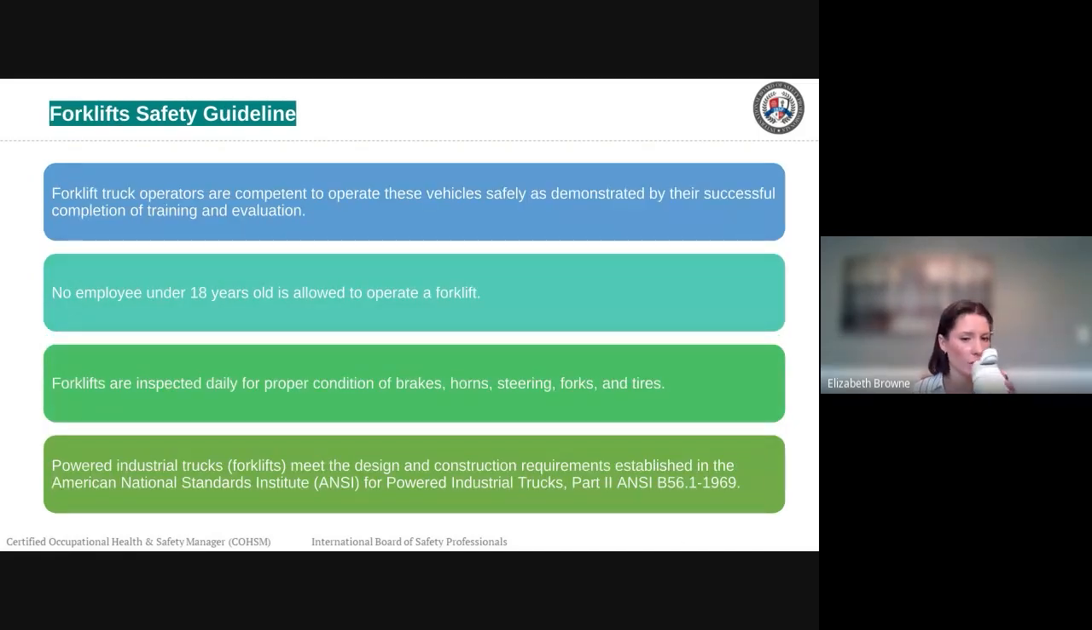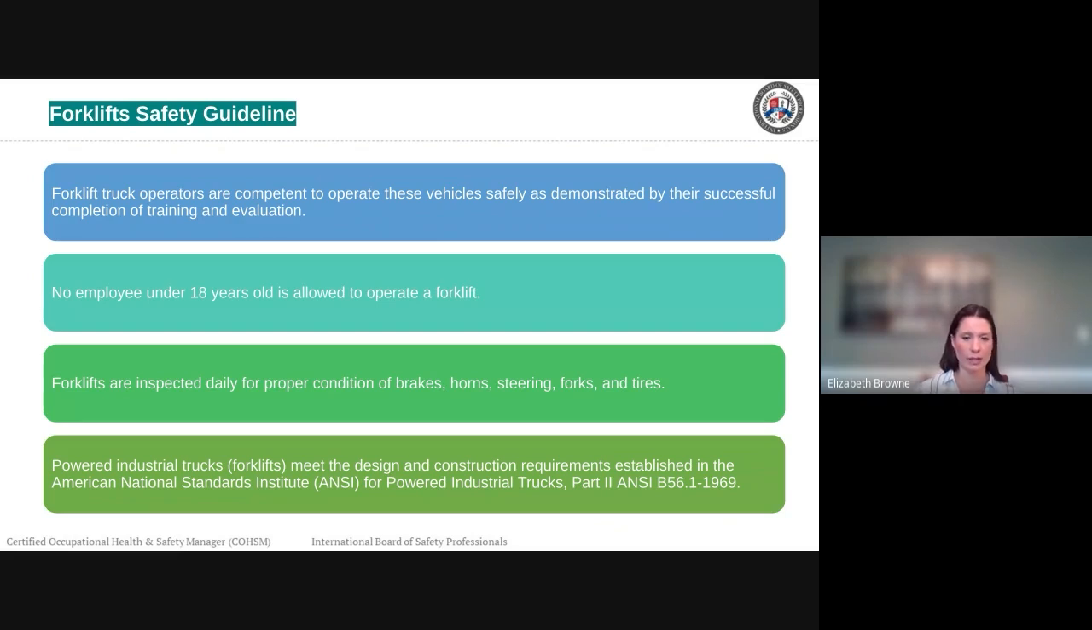Our forklift safety guidelines: forklift truck operators are competent and authorized by the company to operate the vehicles because they've demonstrated their safe use of the vehicles and have successfully completed an in-class, in-person training and a skills evaluation showing that they can operate the forklift safely. Again, we should never allow any employee under the age of 18 to operate a forklift. Forklifts are inspected pre-shift or pre-operation. So if your company operates 3 shifts a day, there should be 3 forklift inspections for each forklift. And things that we're inspecting include the condition of the brakes, the horn operation, steering, the forks, and the tires.